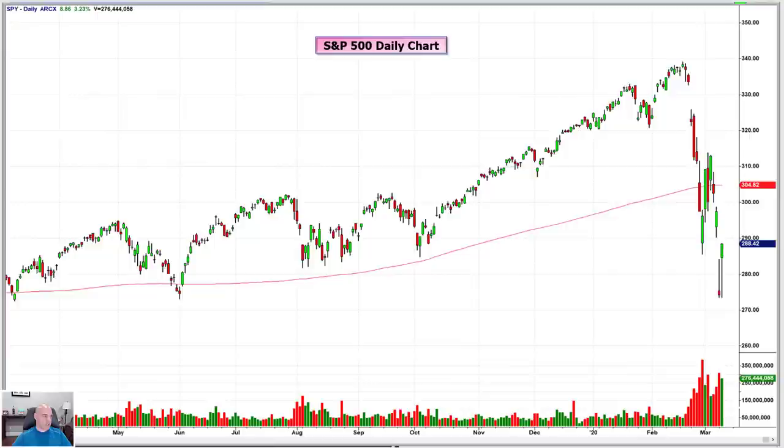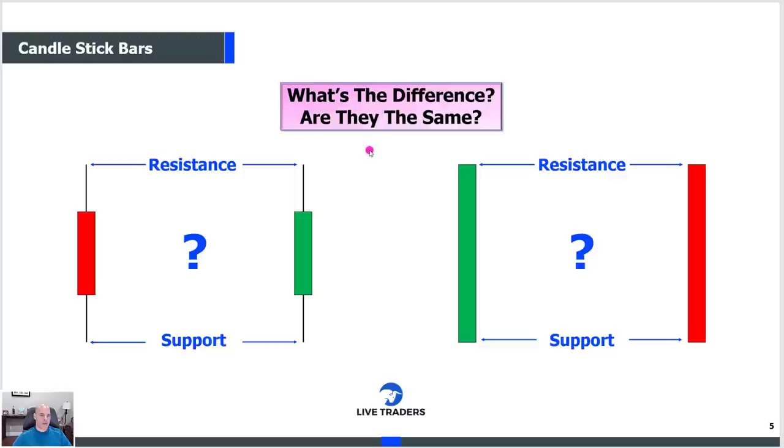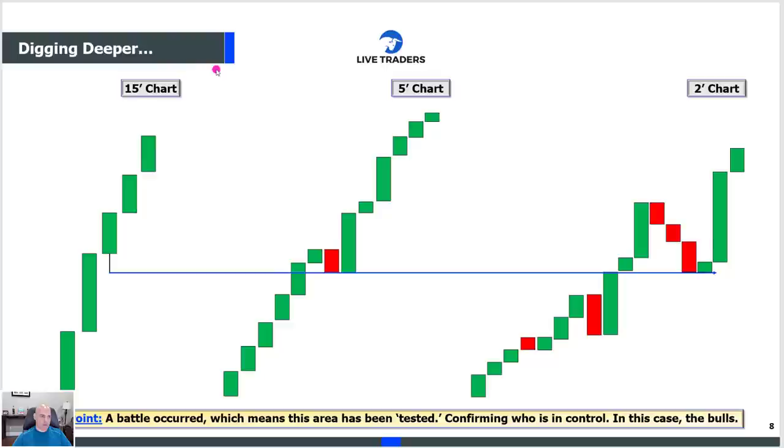And then the last point was, look inside the bar. Look inside the bar. You're going to find better entries, better areas for stop losses, better areas to add to your positions, right? This is a great example of what happens when you drill down from a 15 to a 5 to a 2. What's just a bar or a small bottoming tail in one time frame is a full-fledged pivot in another time frame.